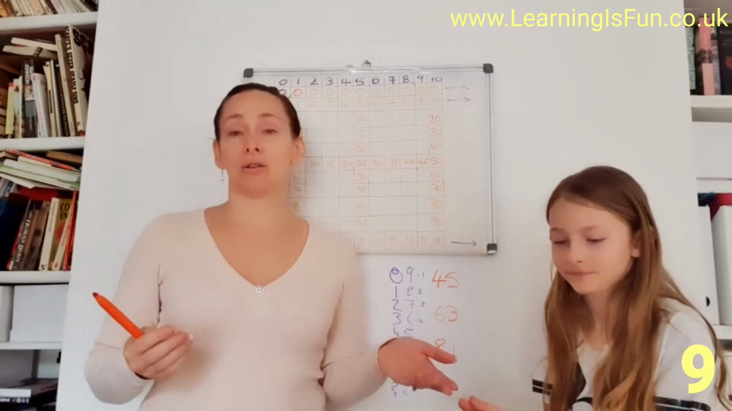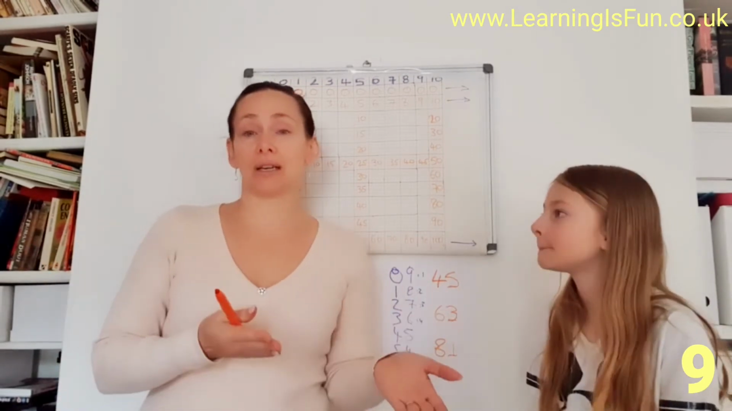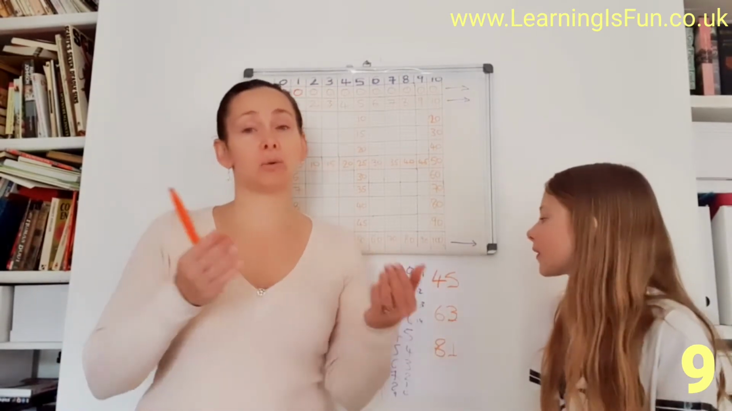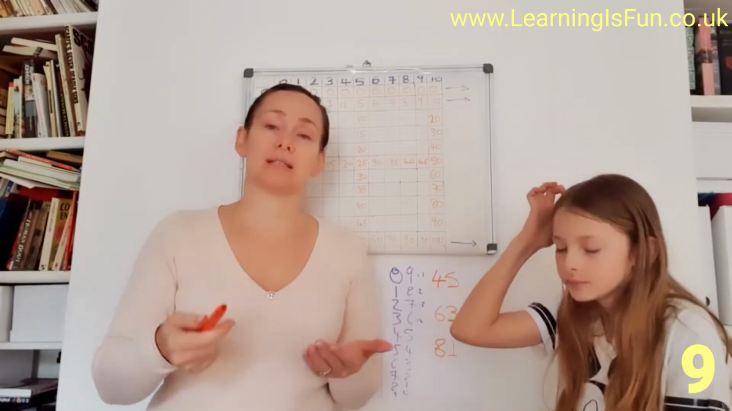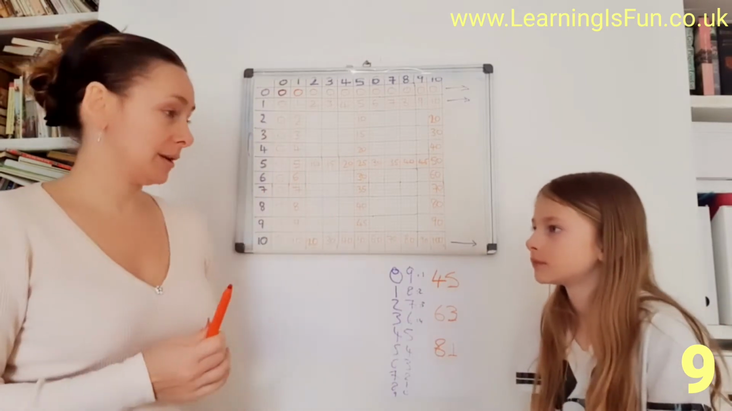So yes, 3 times 9, what's the number before 3? 2. So 3 times 9 will be 20, and you add it up, it's going to be 7. So 2 and 7 make 9, 27. That's the way I find easiest to do it.